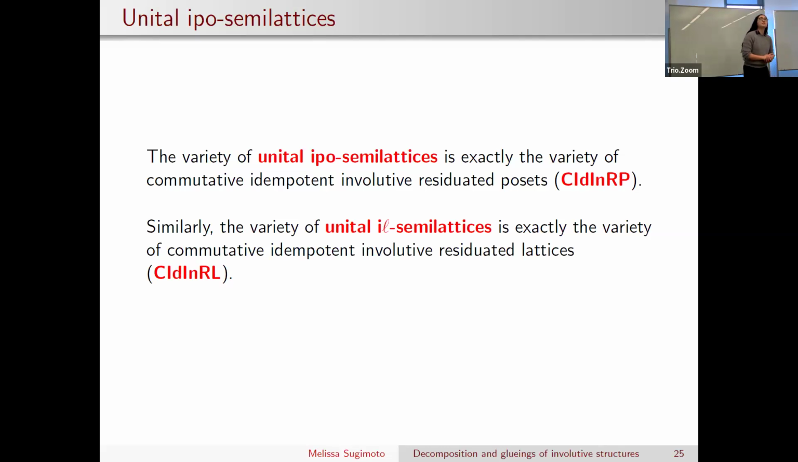One thing to note here is if we throw in a unit, then we end up exactly with commutative, idempotent, involutive, residuated posets, because the only difference there was that we required a unit. And if we were lattice ordered, then we get exactly the variety of commutative, idempotent, involutive, residuated lattices. This has been studied in a very similar context very well.